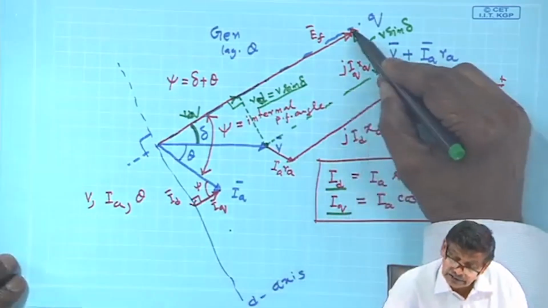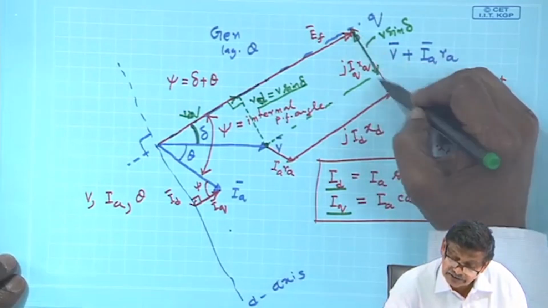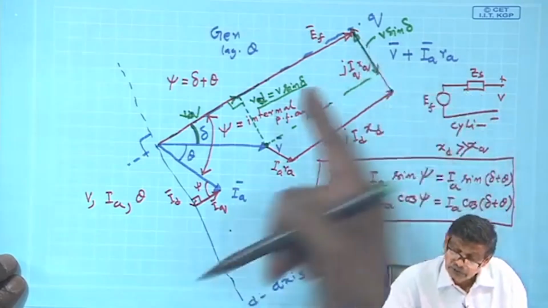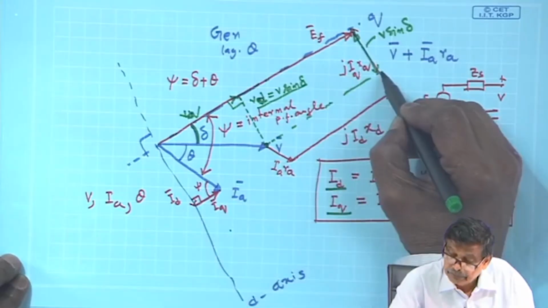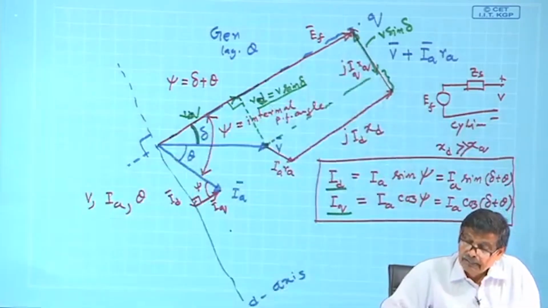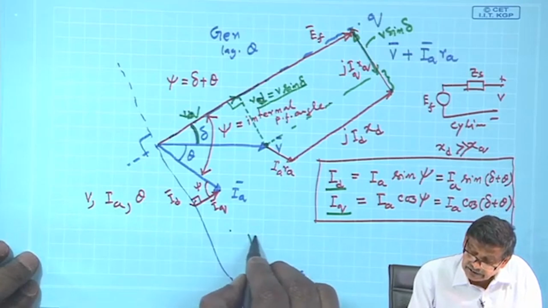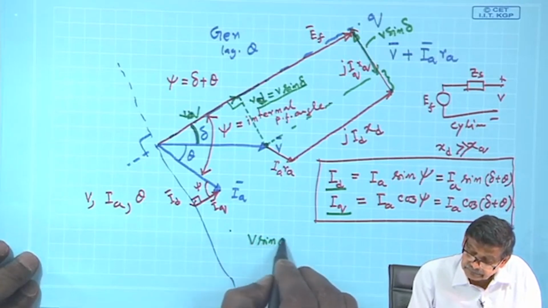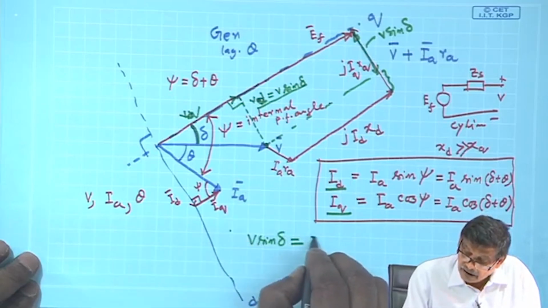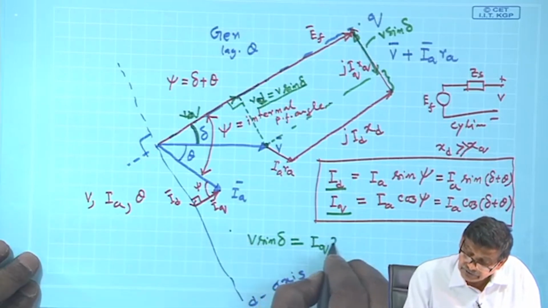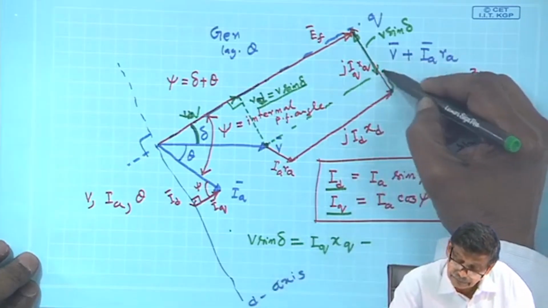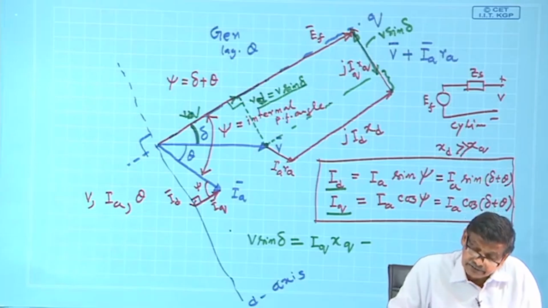and this whole length is I q into x q. So, from I q x q, if I subtract this length, I will get V sin delta. So, V sin delta must be equal to I q x q minus this length. What will be this length?